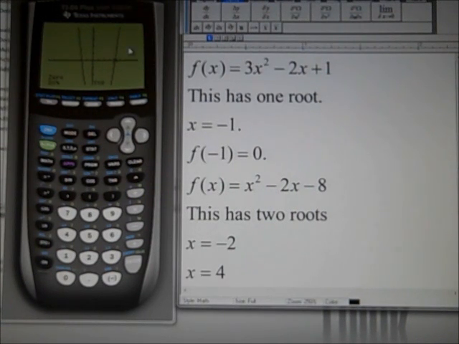So you can look at the graph, say where does it cross the x-axis, those are your roots, and then figure them out using the zero feature.